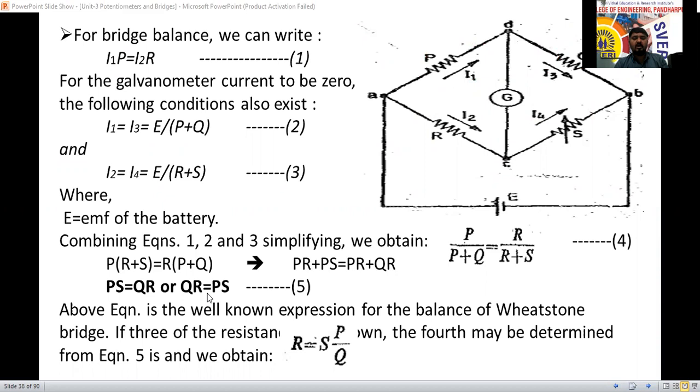PS equal to QR, or QR equal to PS, you write down. Otherwise, one more equation you write down, R1, R4 equal to R2, R3. This formula also you remember.